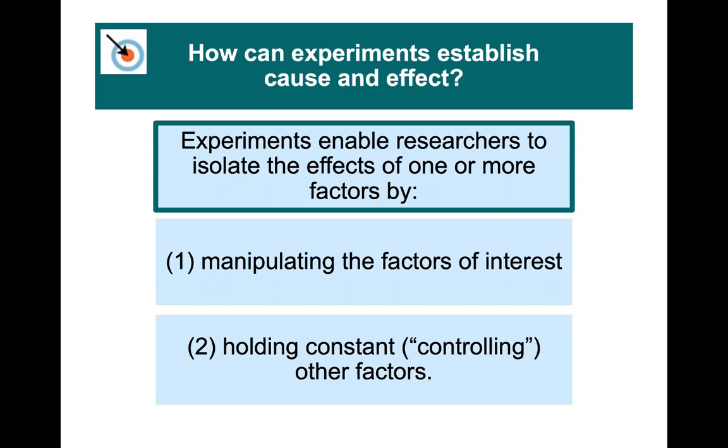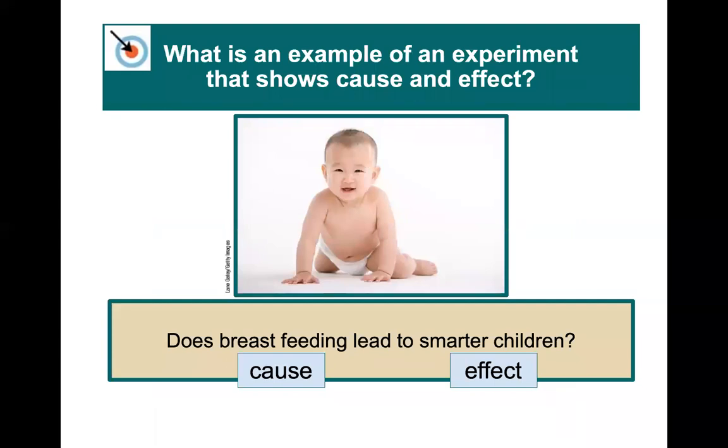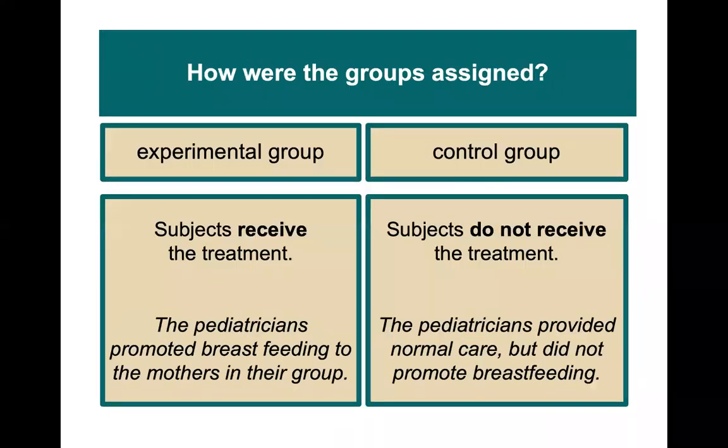So what would be an example of an experiment that could show cause and effect? Well, does breastfeeding lead to smarter children? So the breastfeeding would be the cause and the effect would be smarter children. And remember, talking about operational definitions, we have to really define what these variables would look like for our particular experiment. So this experiment was actually done, and it's been done a few times, but we're talking about one specific instance of it. So within this experiment, how are the groups assigned?